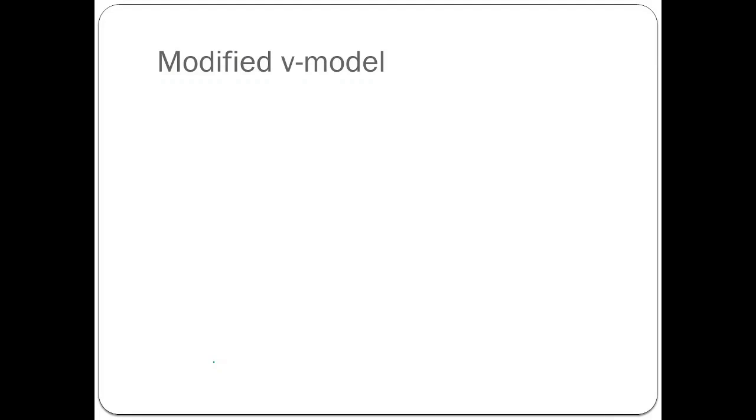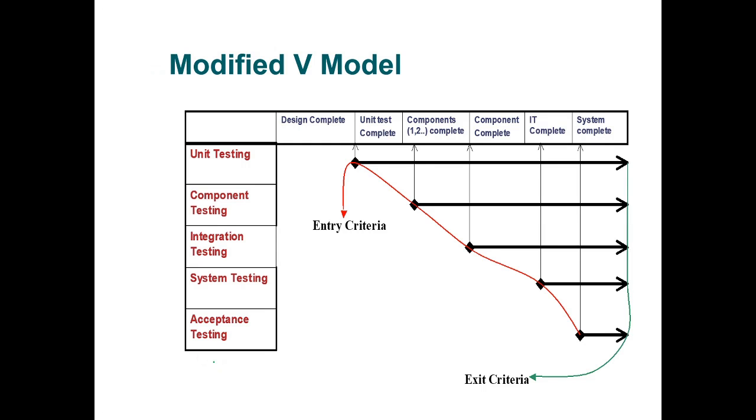Modified V model. This is the same V model, but they have made a few small changes in this modified V model. The V model has various types of testing like unit testing, component testing, integration testing, and so on. The same types of testing are considered as phases of testing in the modified V model. That is the only difference. You can see in this diagram, this side is a part of the V model, that is unit testing, component testing, integration testing, system testing, and acceptance testing. And this side, you can see, we consider as phases of testing.